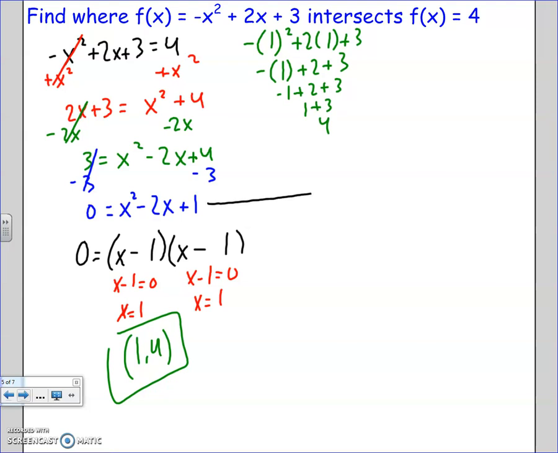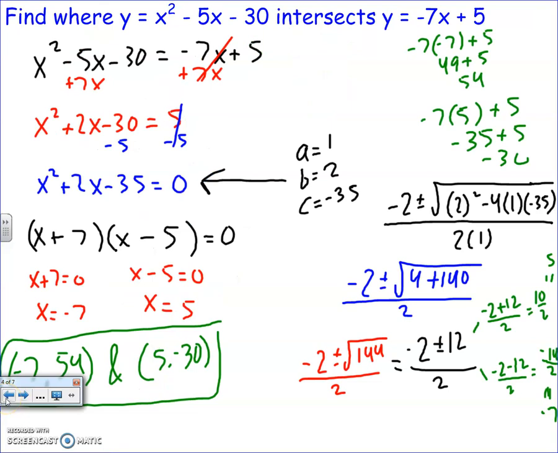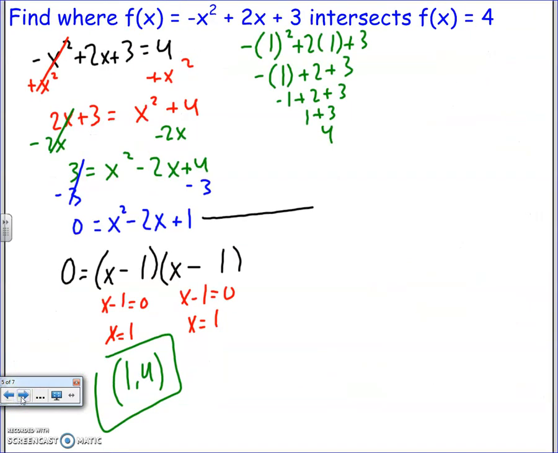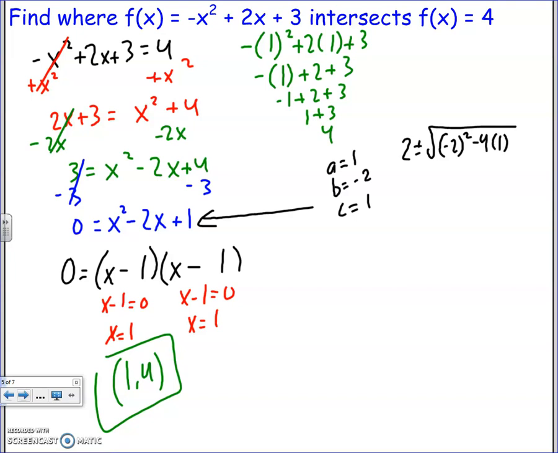So from this step right here, which way did I draw the arrow earlier? Okay. So I'm going to label a, b, and c. So a is 1, b is negative 2, c is positive 1. You fill in the formula. Negative b plus or minus square root of b in parentheses squared minus 4 times a times c, all over 2 times a. Work on the inside. So 2 plus or minus square root. Negative 2 times negative 2 is positive 4. Negative 4 times 1 times another positive 1 is negative 4.